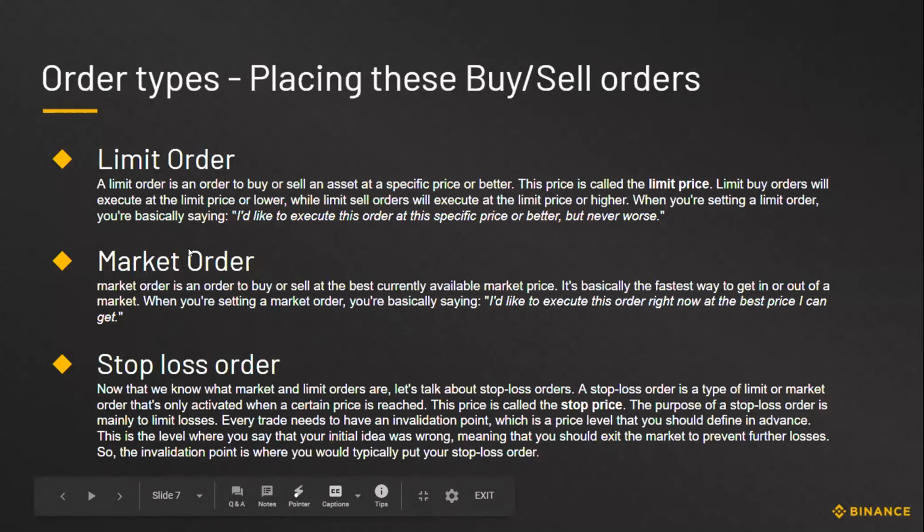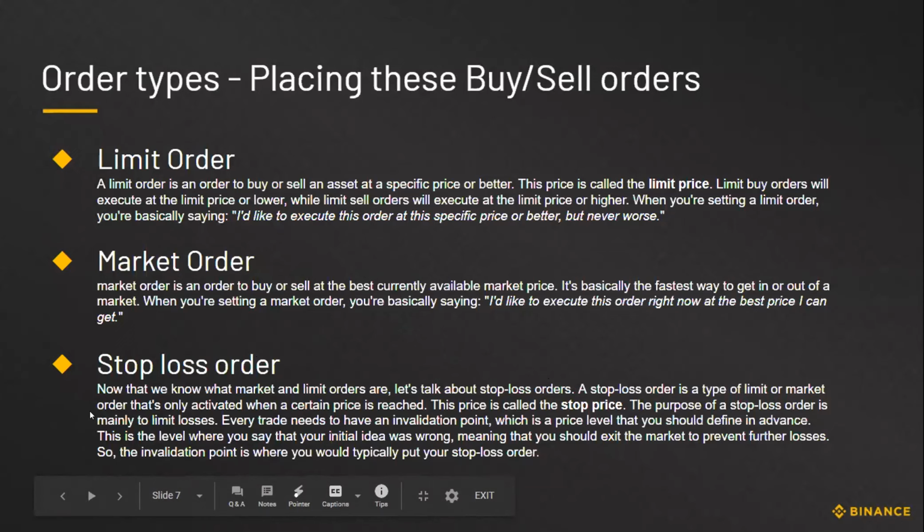Now let's look at stop loss order. So I already explained how to use market order. This guy is very important to traders. Okay, so now that we know what market and limit orders are, let's talk about stop loss orders. Stop loss order is a type of limit or market order.